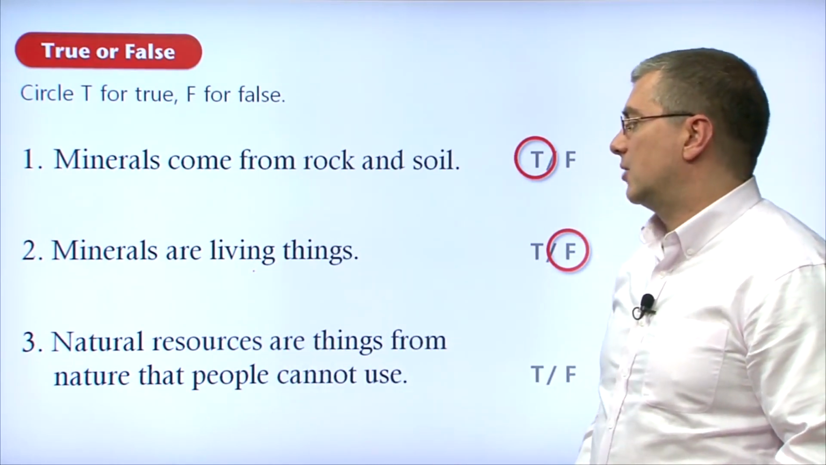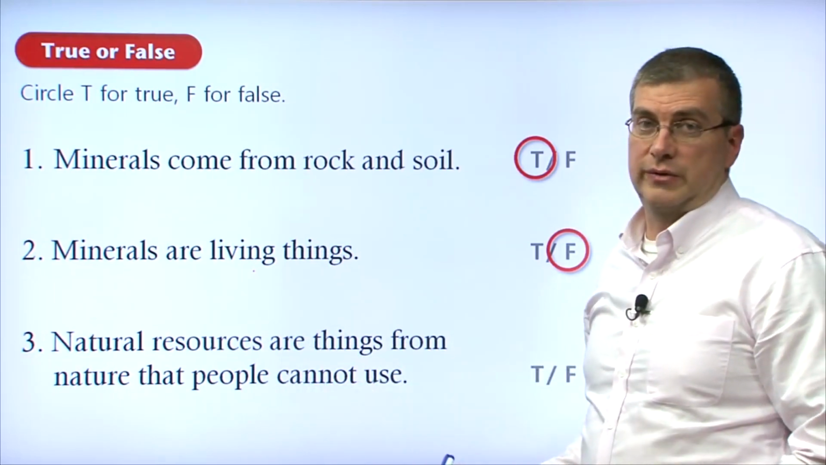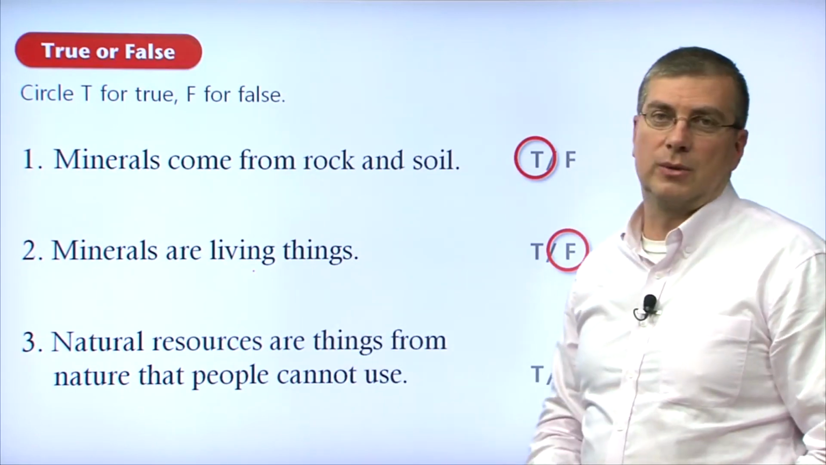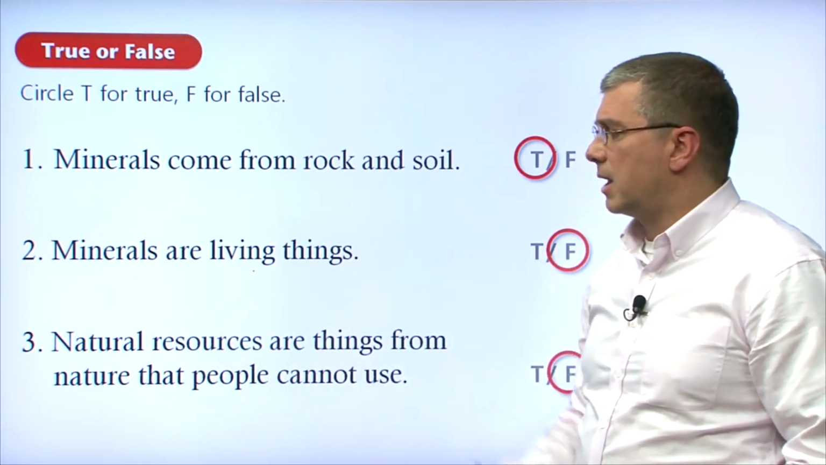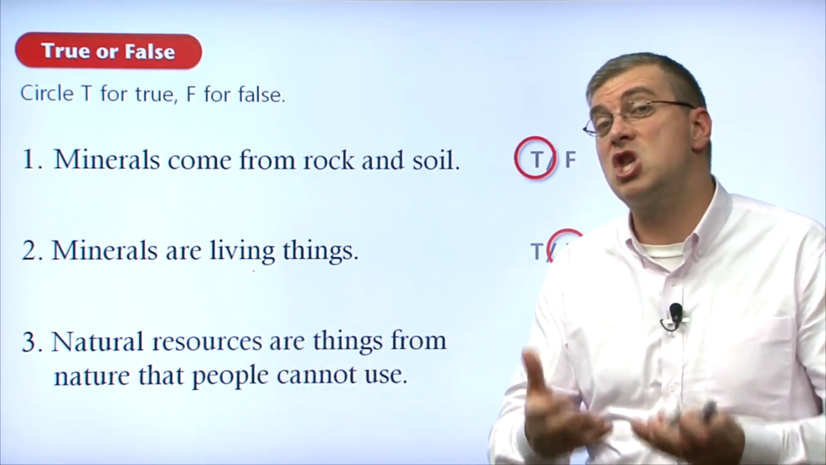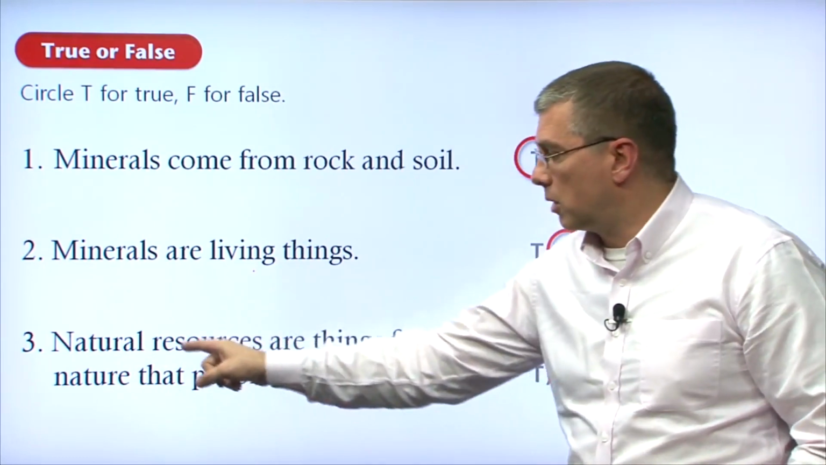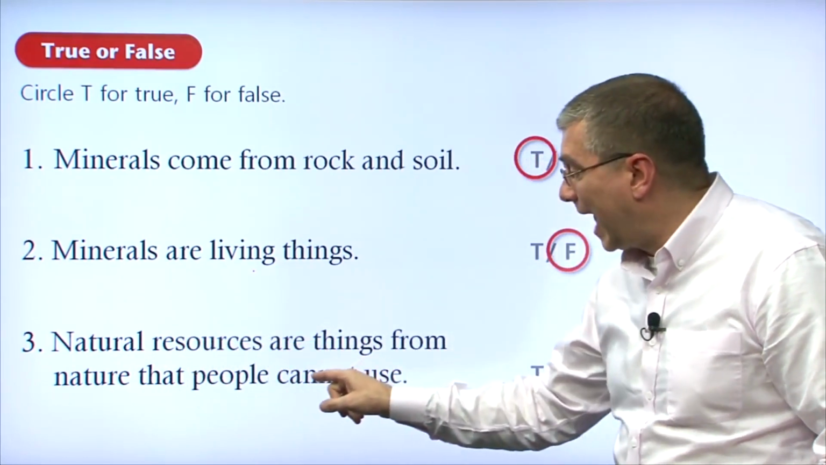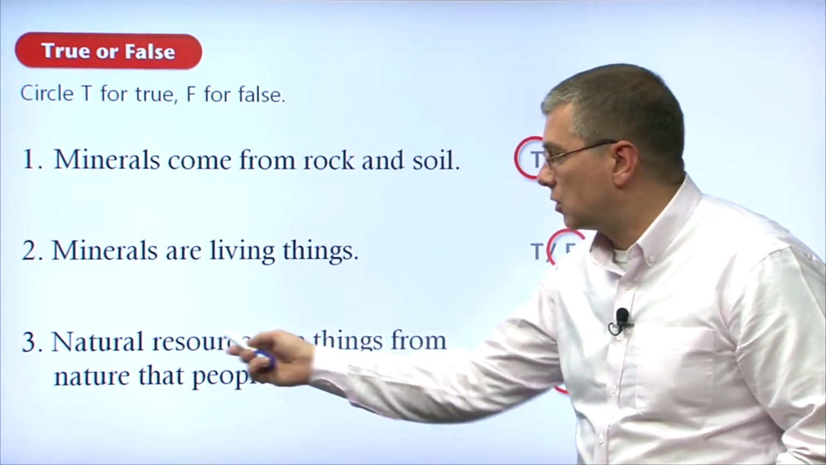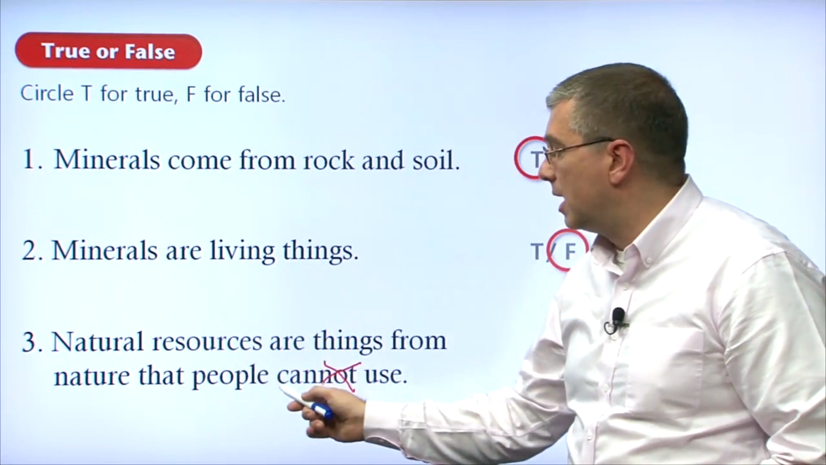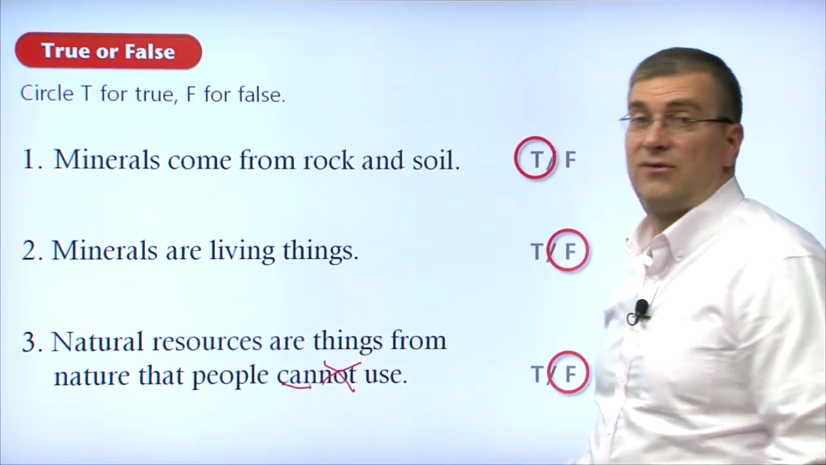Number three, natural resources are things from nature that people cannot use. So that people can't use natural resources. Is that true? No, that's not true, because one of the definitions we talked about, a resource is something that you can use. Natural means it comes from nature. But the most important point is resource. You can use it. You can use it. Natural resources are things from nature that people can use. So if you say cannot, that means it's false.